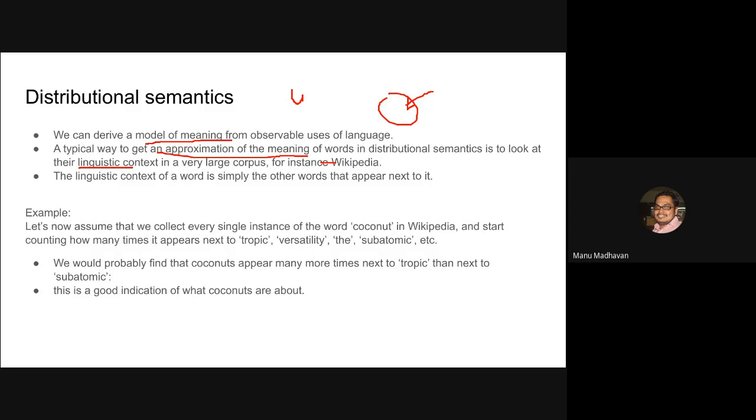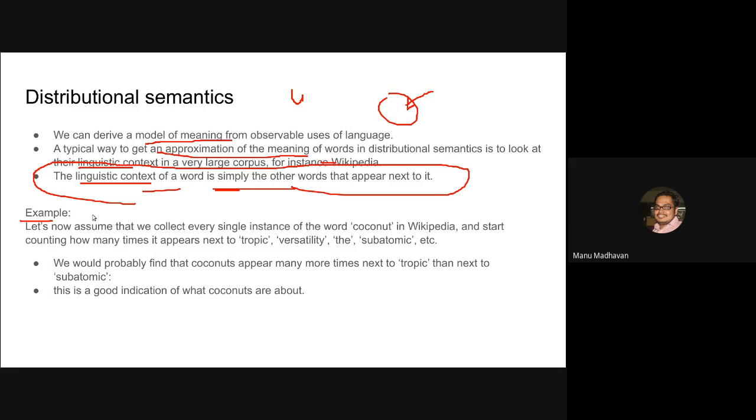So the linguistic context of a word is simply the other words. How can we identify the linguistic context? It is the nearby words. For example, let us do one experiment.